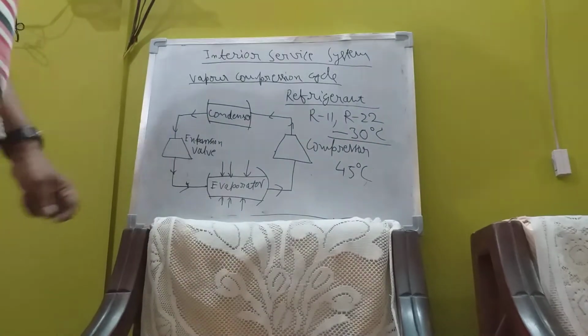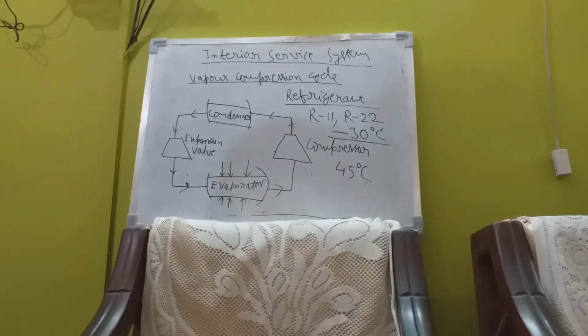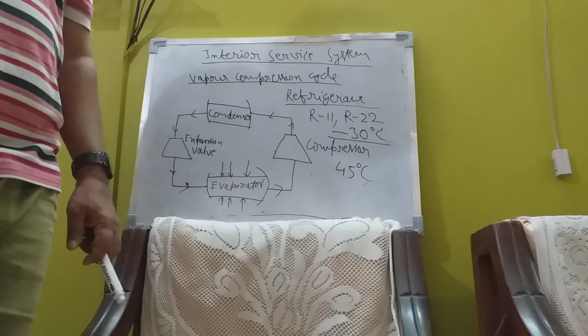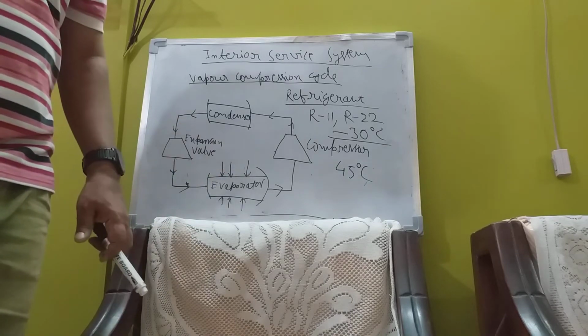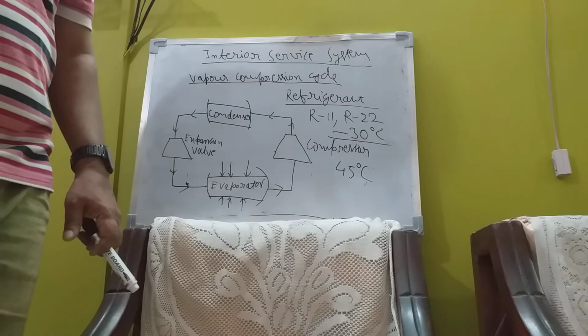And the refrigerant goes to the evaporator and gets converted into vapor. Why does it get converted into vapor? Because it boils at very low temperature. So at this temperature it automatically boils. When it boils, it gets evaporated from liquid to vapor phase, and when it does, it takes heat from the surroundings.